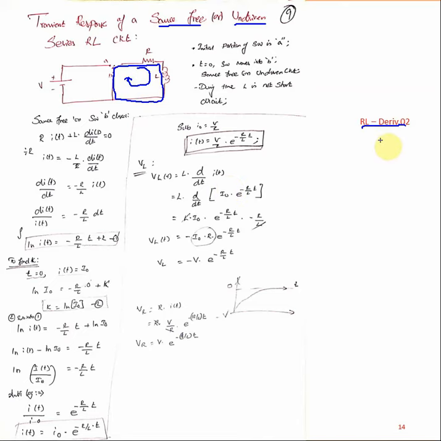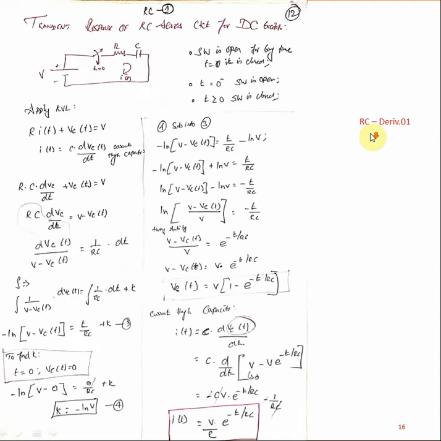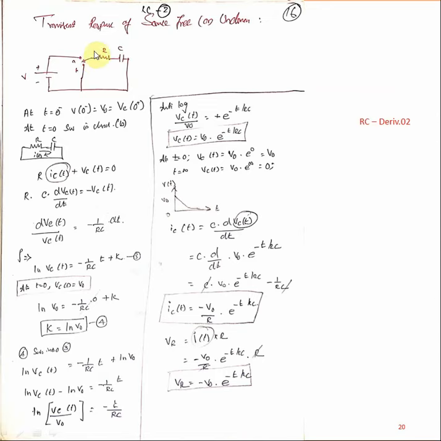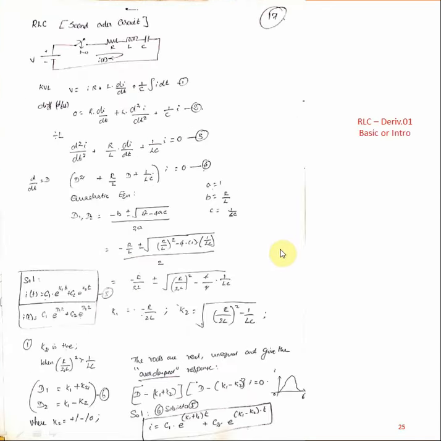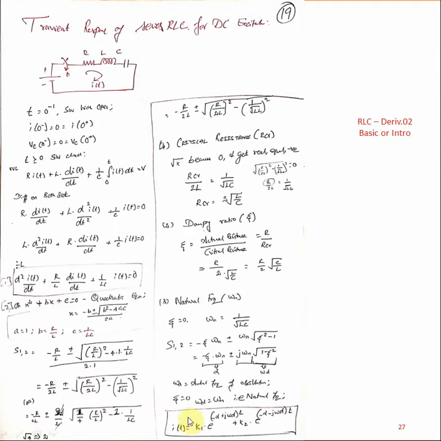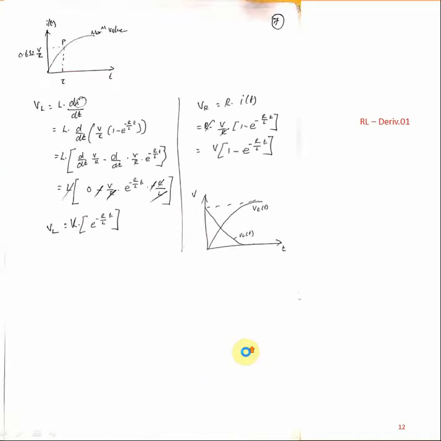So you have two derivations to learn for the RL circuit and the RC circuit. That is the major thing. The RC circuit is also the same: derivation number one is the excitation, and derivation number two is when the switch moves to B. Then similarly for RLC, you will learn the basics of second order, followed by the RLC DC excitation derivation. So this is all about your third unit, transient response.